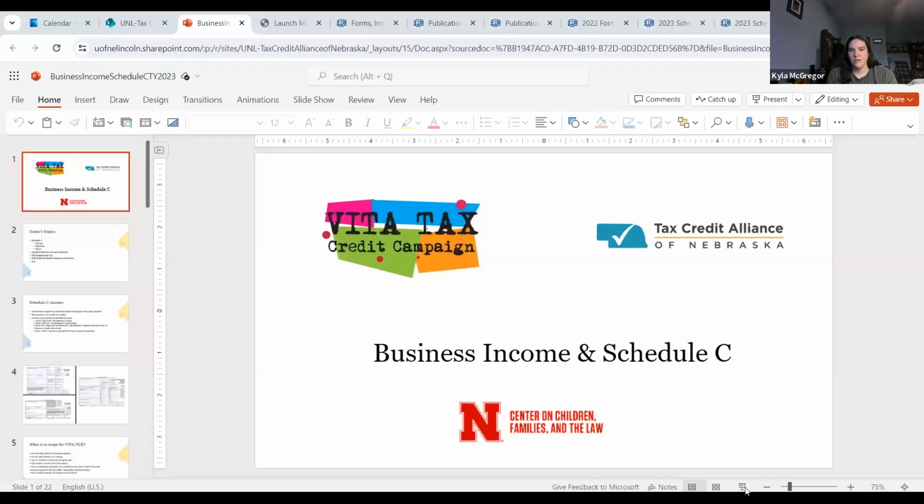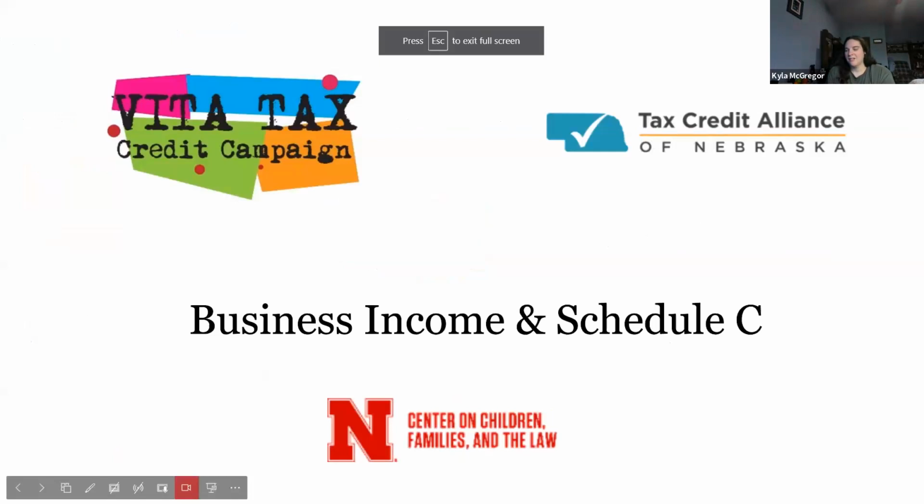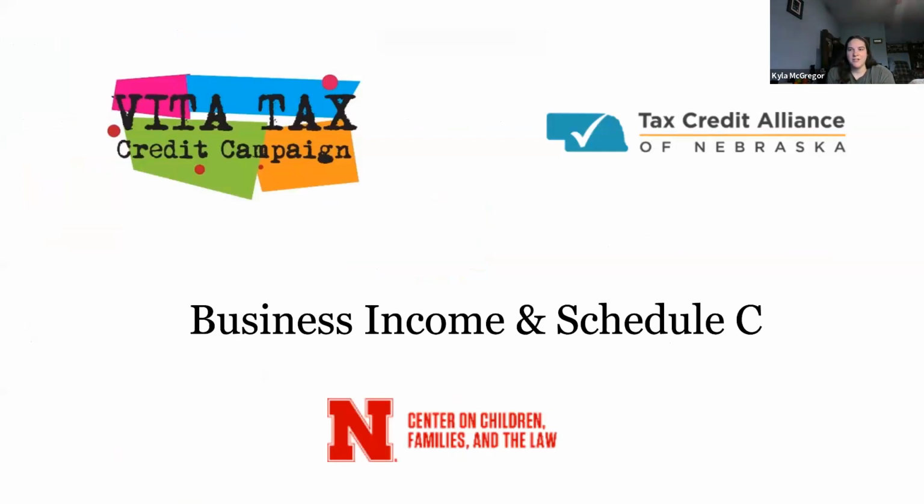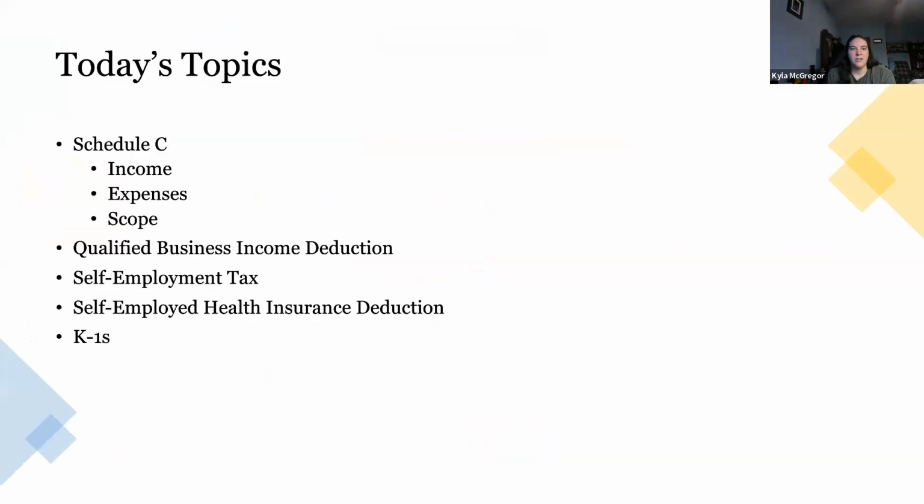All right. So like Linda said, we're going to talk about Schedule Cs, and then I also included some other business income as well. So we'll talk a little bit about that as well. We're going to start with Schedule C, what income is reported, what expenses, what's in scope for us. To go along with that, there's the qualified business income deduction, self-employment tax, self-employed health insurance deduction, and then I'm going to talk just a little briefly about K1s.